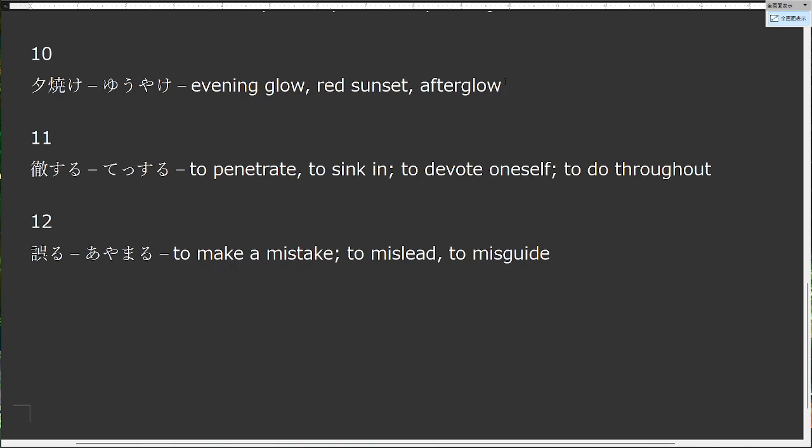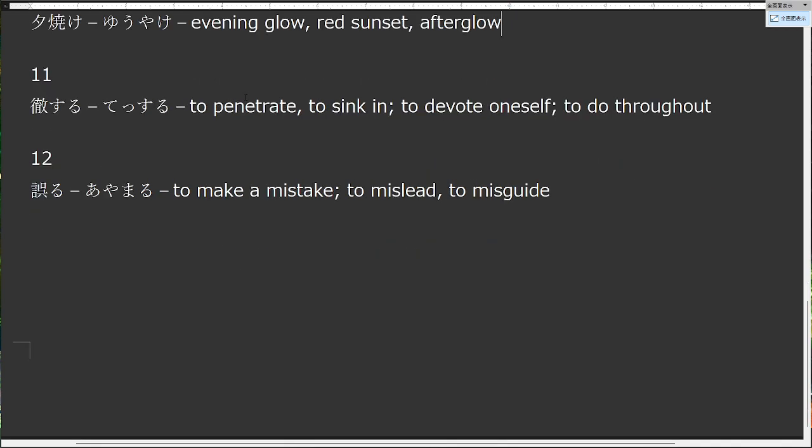Yuyake desu. Yuyake is the evening glow of the sun. Yuyake is an evening glow of the sun. Yuyake desu. Yuyake is the evening or red glow of the sun and the afterglow.